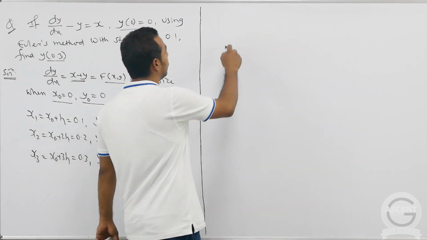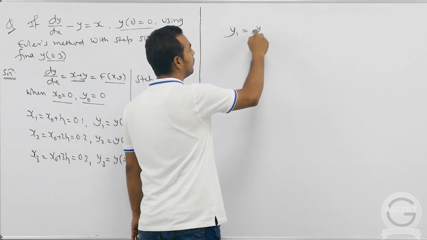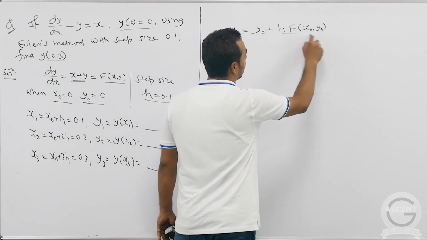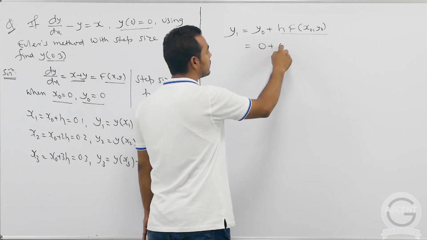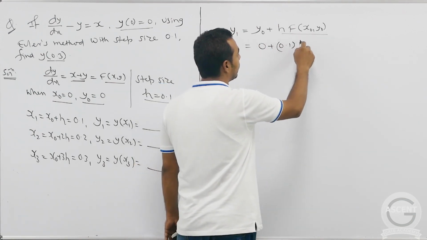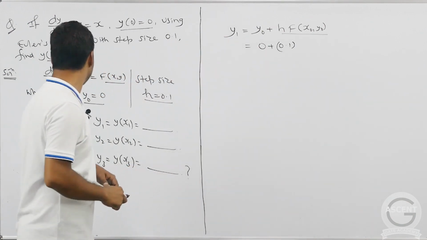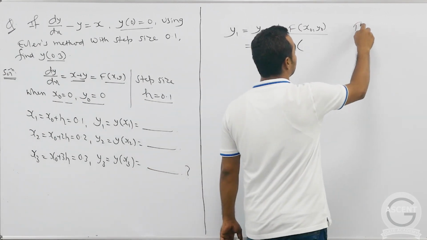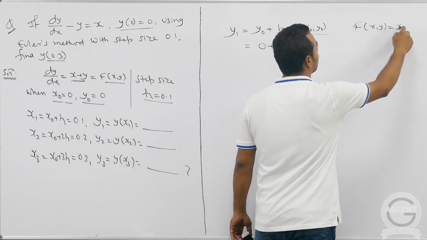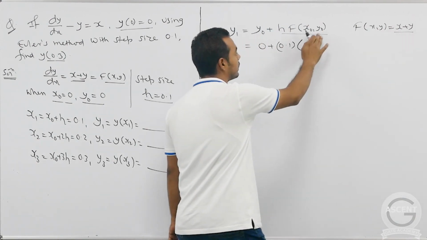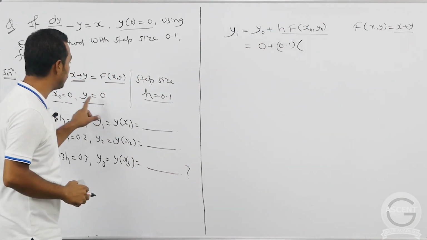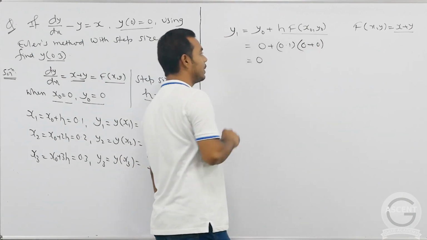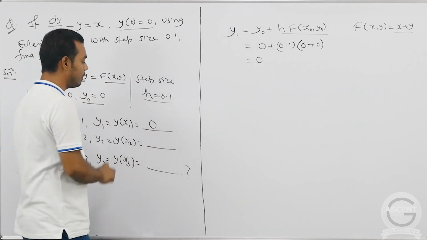First we are going to calculate y1. The formula for y1 was y0 plus h into f of x0 y0. y0 is 0, h is 0.1. f of x0 y0 will be x0 plus y0, because f of xy is x plus y. x0 is 0, y0 is 0, so this will be 0 plus 0. So finally y1 will be 0. Okay, so y1 is 0.